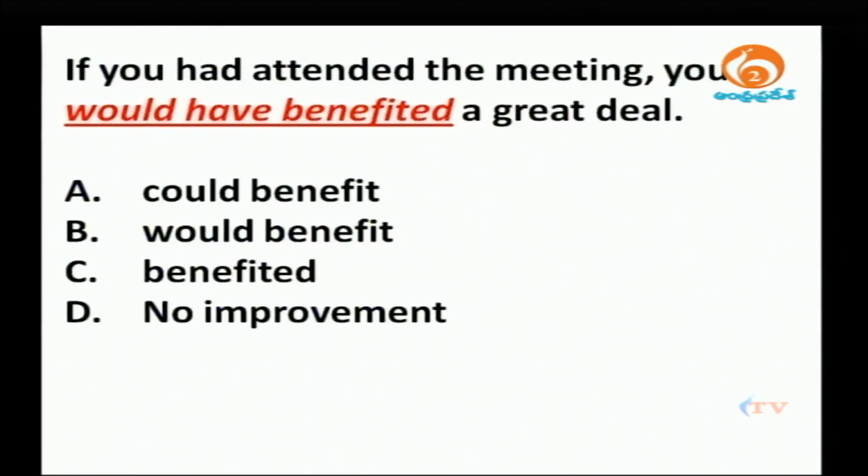If you had attended the meeting, you would have benefited a great deal. Options: you could benefit a great deal, you would benefit a great deal, you benefited a great deal. Now, benefited means it's already happened, but here it says if you had attended, that means the meeting was not attended. You would have means there is all possibility. Could have means there is some possibility. Would means it would have happened anyways. Could means there was a possibility. So, no improvement needed because it says would have. You would benefit? No, you would have benefited a great deal. That means it did not happen. That's why I'm making that statement.